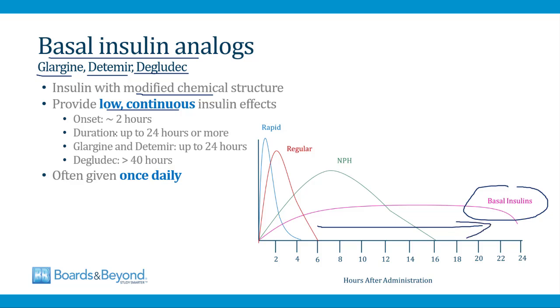The onset of action for the basal insulins is about 2 hours, but the duration is up to 24 hours or more. Glargine and detemir have a duration of action of up to 24 hours, and degludec has a duration of action of more than 40 hours. And so because their duration of action is so long, these drugs are often given once daily. And the goal is to provide a low level of background insulin effects to the body.